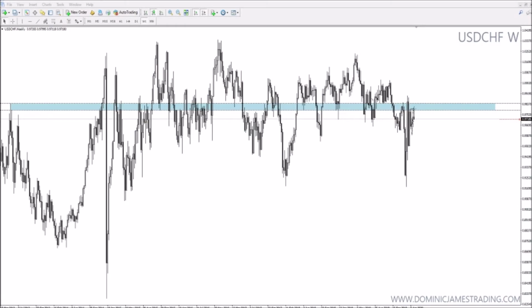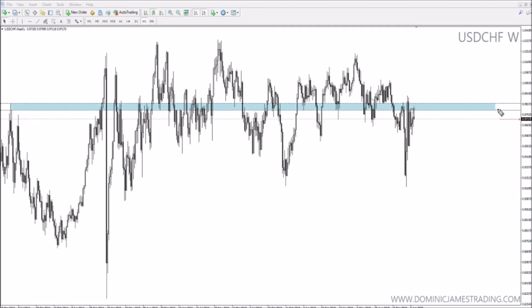I'm going to kick off with dollar Swiss. This is a weekly chart. You can see the instrument and the time frame up in the top right hand corner. It's a little bit bigger than up here, just to make it a little bit easier. And we'll start off with dollar Swiss.